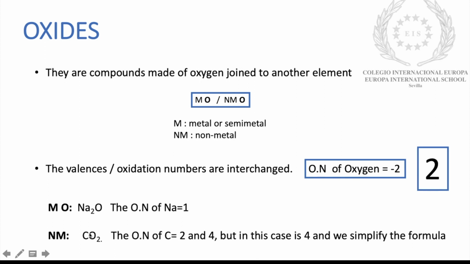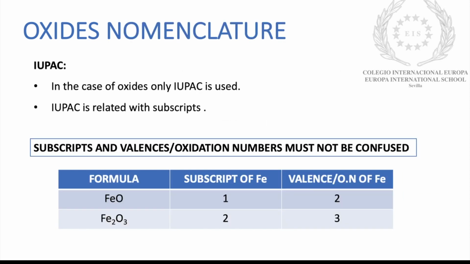So let's see it. The oxygen, remember, the valence is not the same as the oxidation number. The oxidation number is -2, but remember that we are going to take the number in the natural way, okay? Without sign, positive or negative, just the number 2. So in oxides, the oxygen is going always to act with number 2.